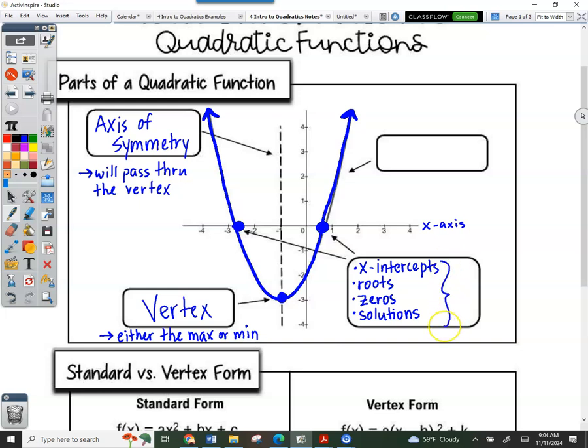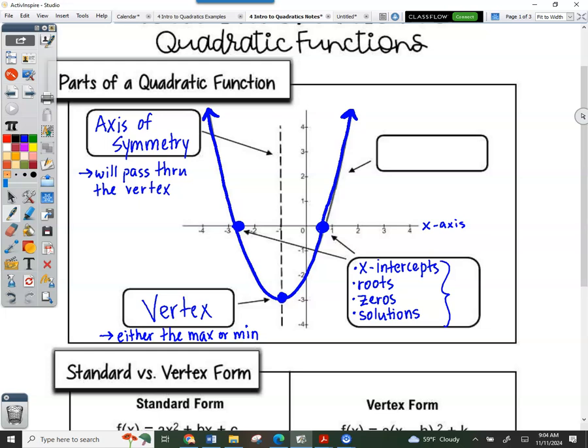All 4 of these words mean the same thing. I have no clue what the state is going to use. You have to know all 4. Now, that's the bad news. The good news is some of them are self-explanatory. X-intercept. Well, this is where the graph is crossing or intercepting the x-axis. So this makes sense. You've dealt with x-intercepts before.